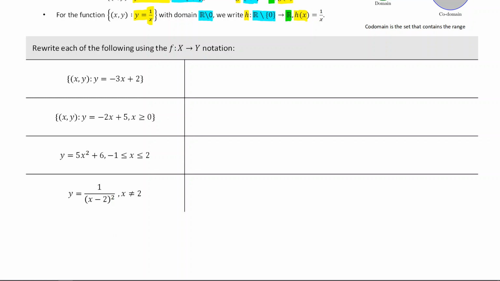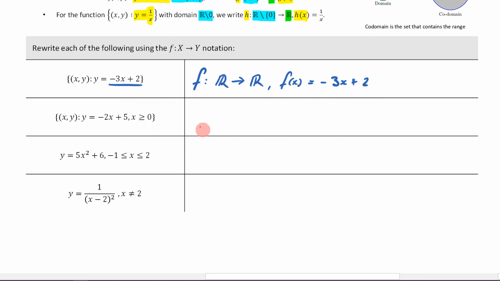All right, so we're going to begin by going f. Then I'm going to write down my domain. Now I'm going to take the maximal or implied domain. So in this case, it would just be all real numbers. Then I put an arrow. Then I put my codomain, which remember is just always all real numbers, comma, f of x is equal to my rule, which is just negative 3x plus 2. And I'm done.